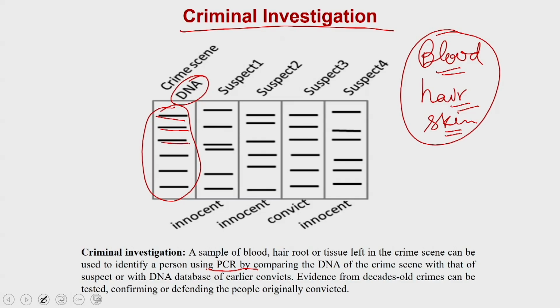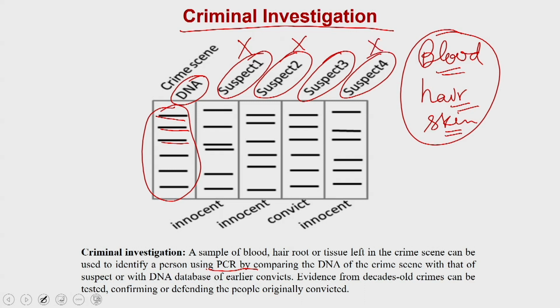Now, you are going to analyze the blood of the suspects, which means in this case we are showing 4 suspects, suspects number 1, 2, 3 and 4. What you can see is that suspect number 1 is showing a pattern which is not completely matching the DNA you got from the crime scene. Similarly, for suspect 2, the pattern is not matching with the DNA from the crime scene, and suspect 4 is also not matching.